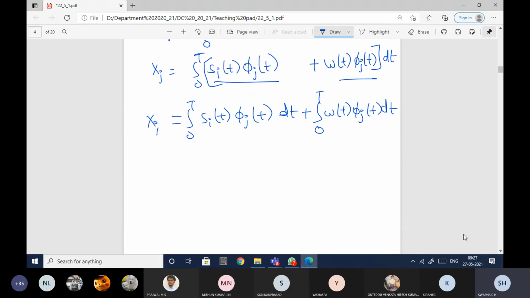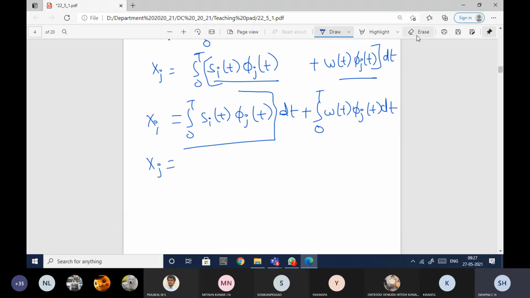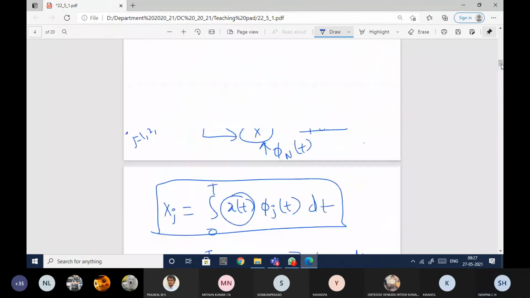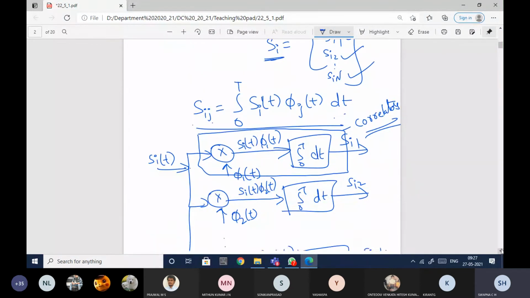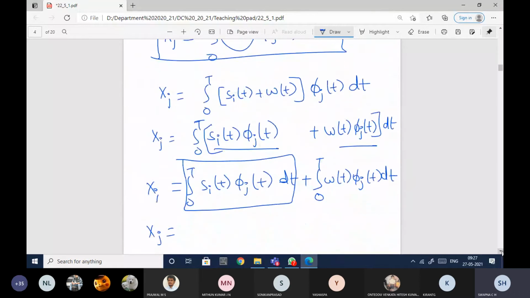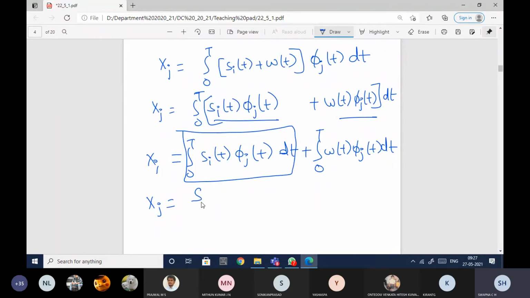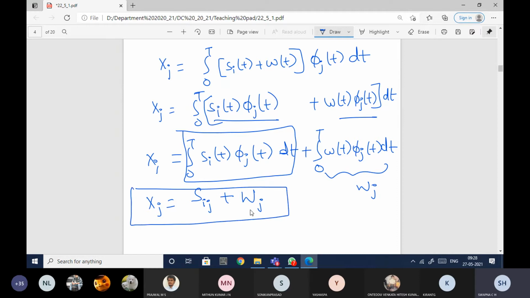If you just recall, we know that integral 0 to T of si of t phi j of t dt is nothing but sij. You can find here sij is nothing but integral 0 to T of si of t phi j of t dt. So in place of integral 0 to T of si of t into phi j of t dt, I can write sij. This sij is a deterministic symbol, in the sense it is the one which is transmitted at the transmitter end, so you can easily find it. It is also a constant value. Plus this I'll just replace with wj. So here xj is nothing but sij plus wj.